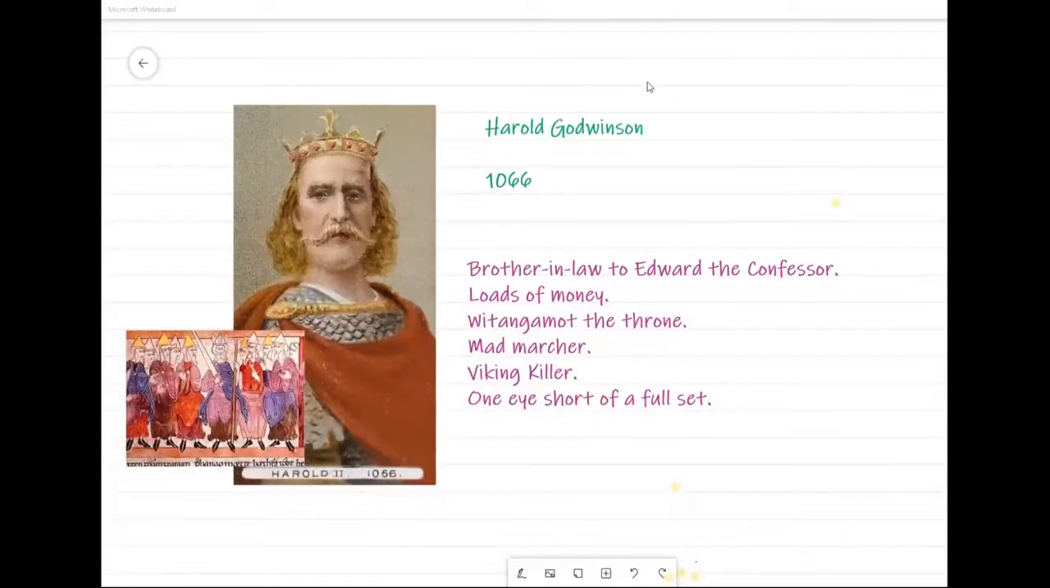Now, Edgar, he doesn't get given the crown. The Witenagemot say he can't have the crown, even though he's the closest relative, because he's only a teenager. And they decide, we're not going to let a teenager be king. That would probably be a bad idea, which might be sensible, but I don't know. Maybe they should have just given it to him, and maybe the world would have been a very different place.